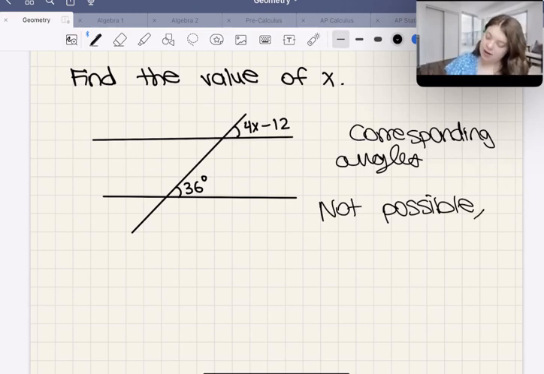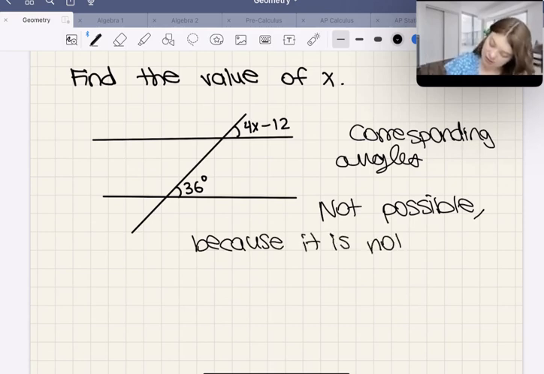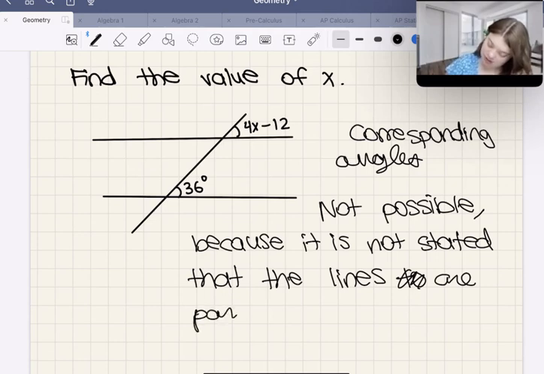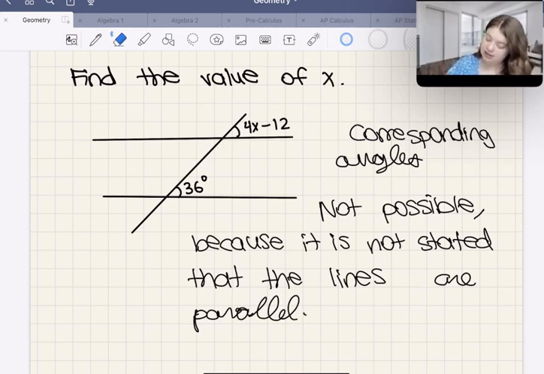It's not possible because it is not stated that the lines are parallel, right? In order for corresponding angles to be congruent, we must first know that the lines are parallel. In this case, they didn't tell us that. Therefore, we can't make any conclusions, and we don't know the value of x for that reason.